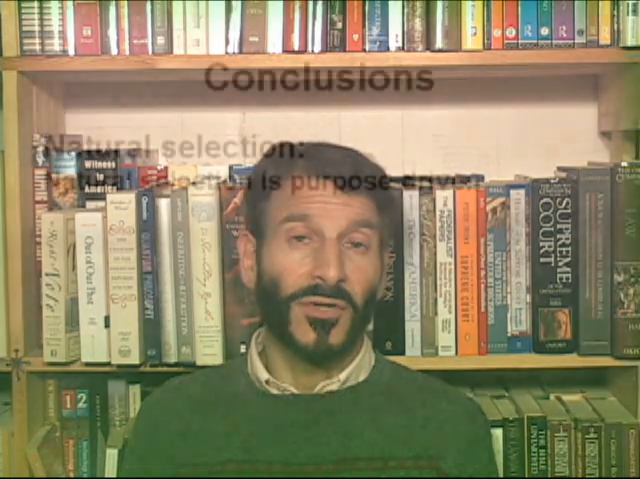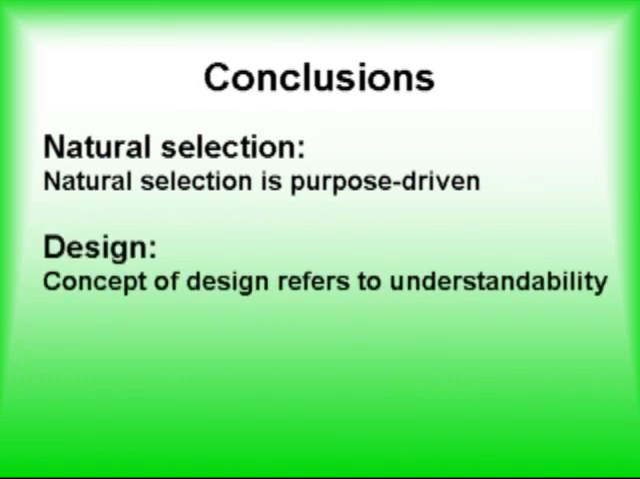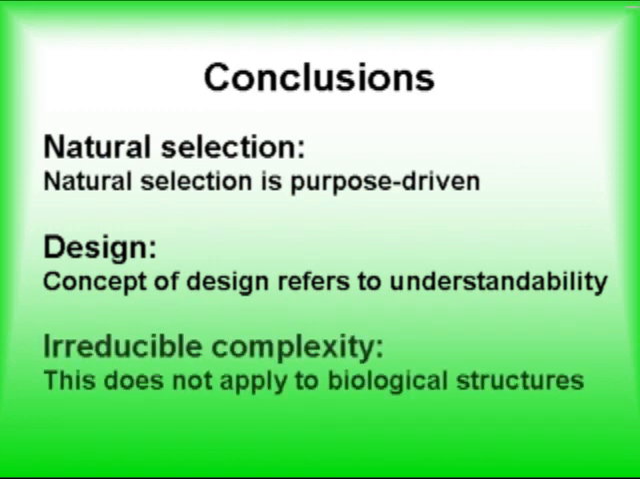Let's review what we've covered. First, the process of natural selection is purpose-driven. Second, the concept of design, as used by the intelligent design movement, refers not to design, but to understandability. Third, the idea of irreducible complexity doesn't apply to biological structures. This lays to rest the arguments that the intelligent design movement has mustered against biological evolution.